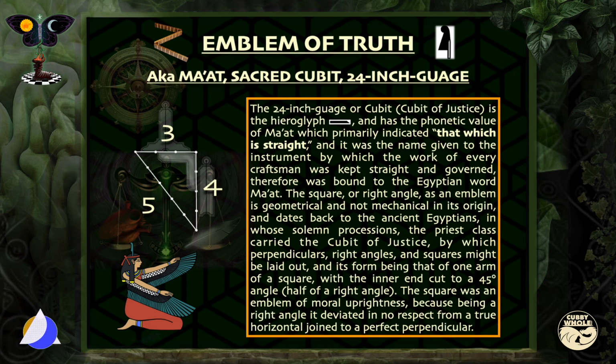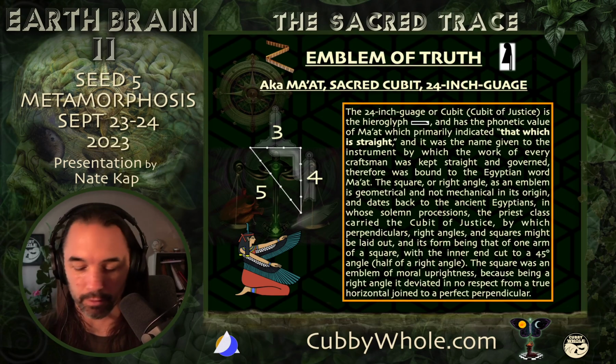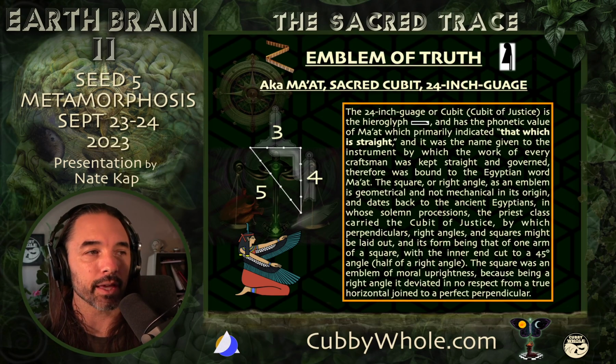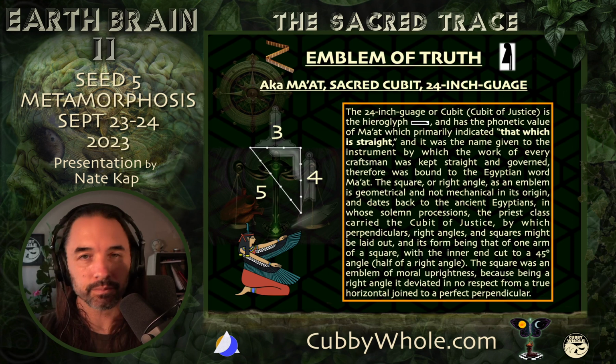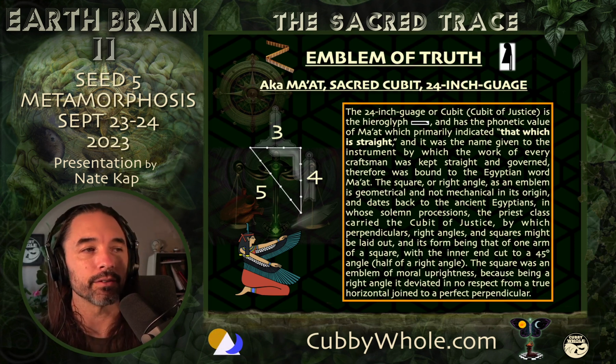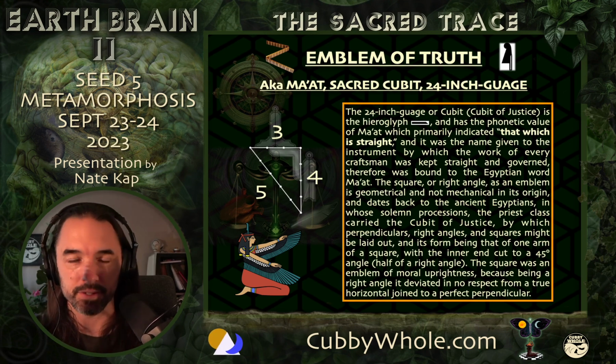So the square was an emblem of moral uprightness, because being a right angle, it deviated in no respect from a true horizontal joined to a perfect perpendicular. Okay, so it's all about our behavior, and even think about Ma'at, who weighs the feather against the heart. The feather represents light. So if the heart isn't as light as the feather, then you can't pass through the underworld. Okay, and that means not being moral, not being straight, because it creates an unstraight line in the scales. Okay.